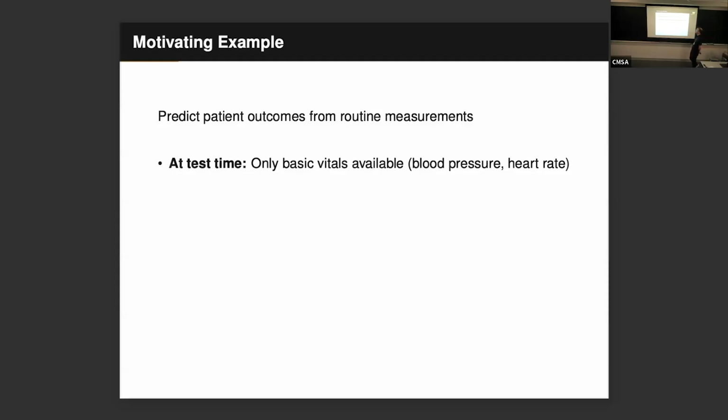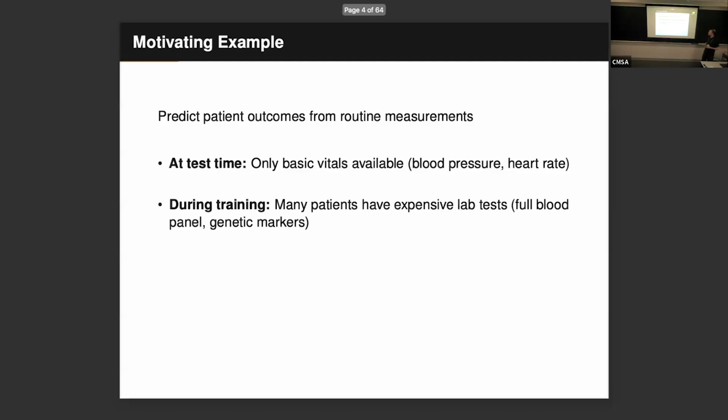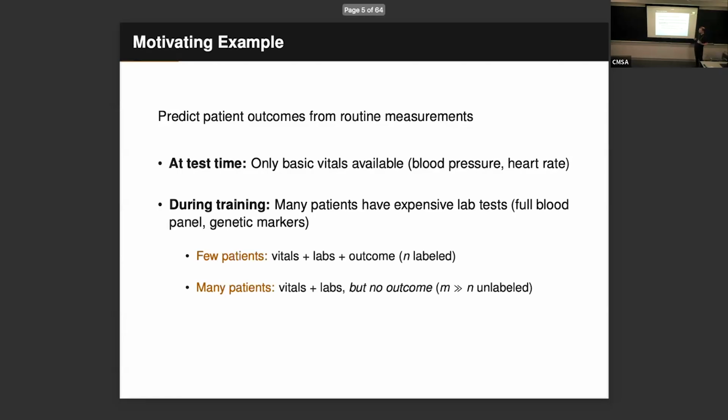So let's suppose that we have a problem where we want to predict patient outcomes from some routine measurements. So at test time, the patient comes in and we only observe basic vitals, so things like maybe blood pressure or heart rate. But then maybe during training, we have other instances of very expensive lab tests that are more comprehensive, so things like full blood panel, like lipids, sugars, that sort of thing, or even genetic markers maybe. And we might have a lot of this data, okay, but this data might not be available at test time, only during training.